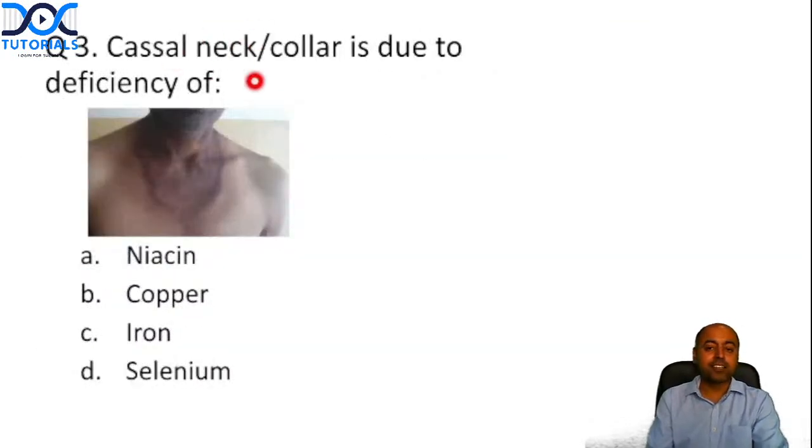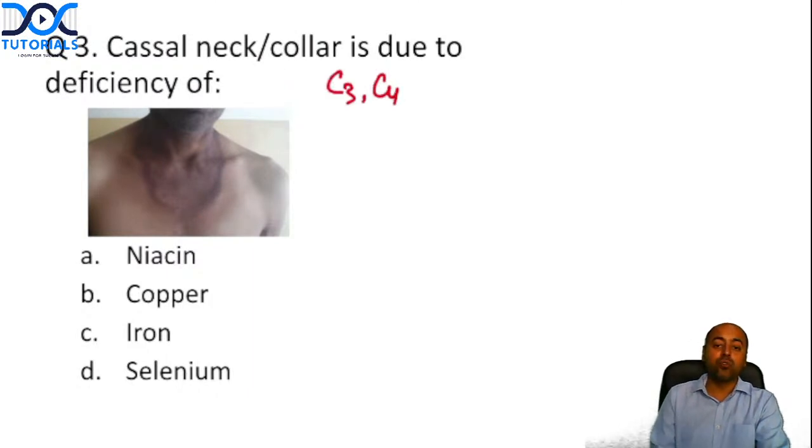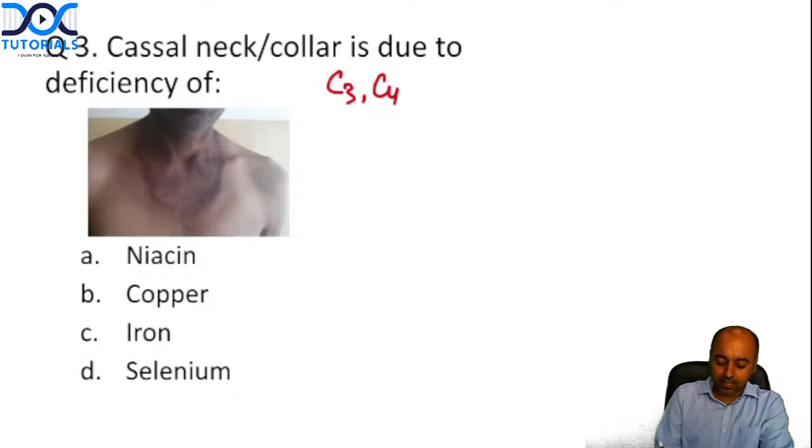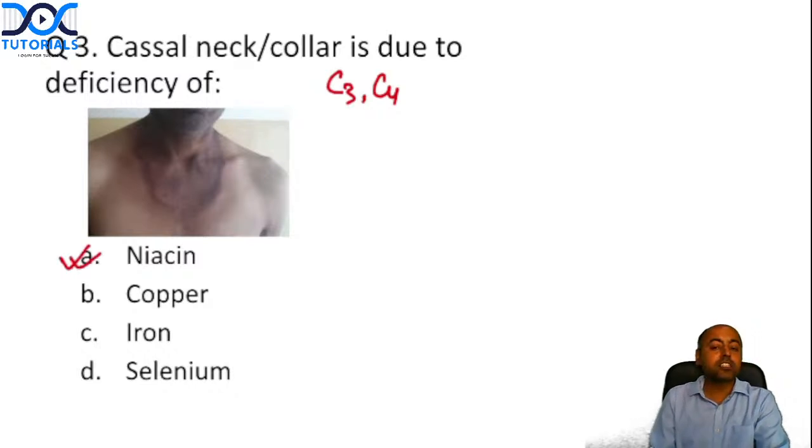Casal collar, Casal necklace is being asked again and again. You can see a very thick pigmented area in the dermatomal distribution of C3 and C4, and this is due to deficiency of vitamin B3, that is niacin. In the niacin deficiency, we have the Casal collar, Casal necklace.